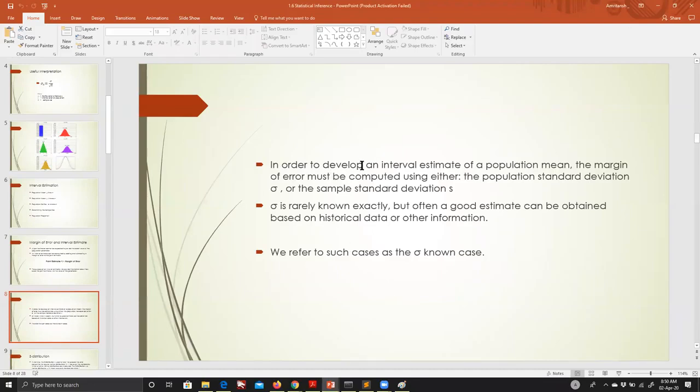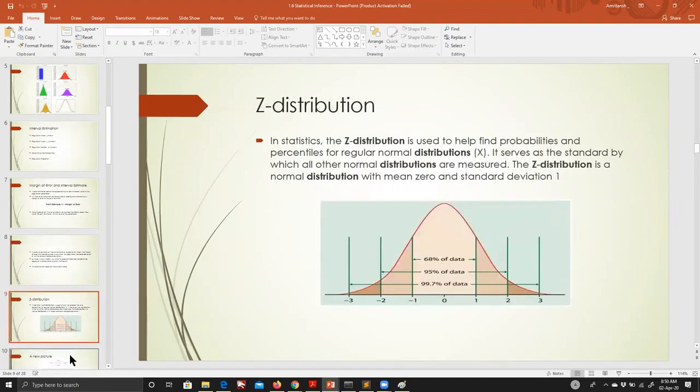Now, in order to develop an interval estimate for the population mean, the margin of error must be computed using either the population standard deviation sigma or the sample standard deviation small s. Now, sigma is rarely known exactly, but often a good estimate can be obtained based on historical data or some other information. We refer to such cases as the sigma known case. So let's start with the sigma known case and check what a z distribution is.